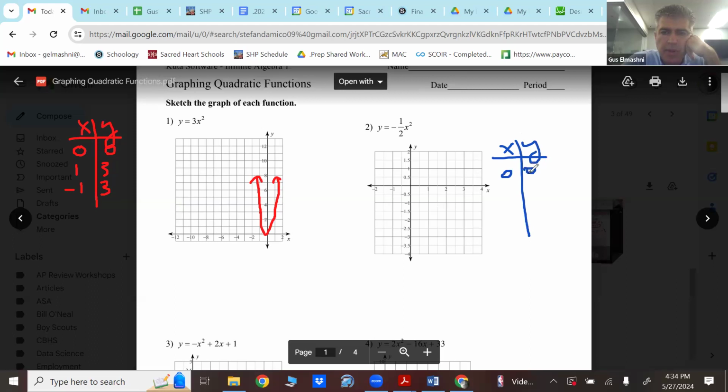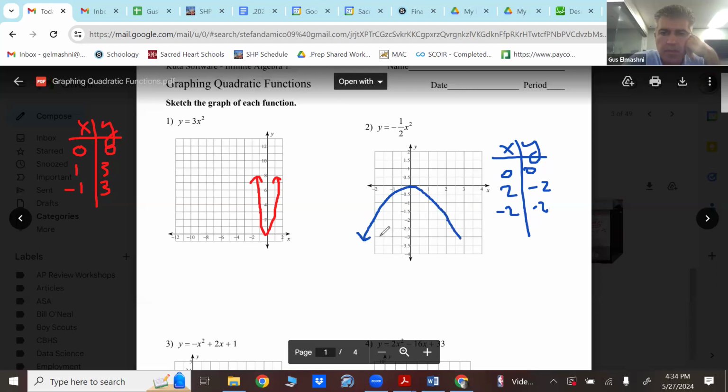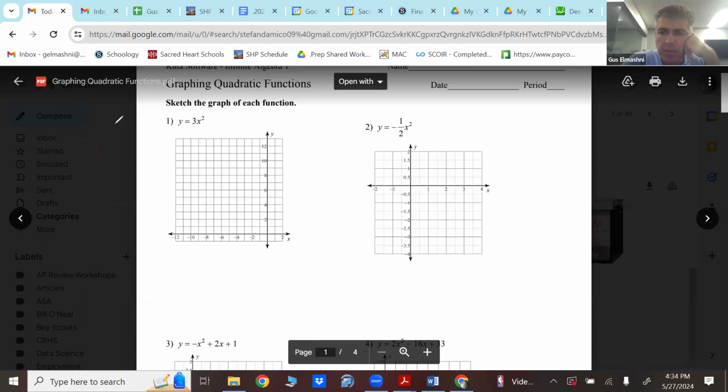Plug in 0, you get 0. Plug in 2, you get negative 2. Negative 2, you still get negative 2. And here you go. So that's what you're doing for T tables. You're plugging in points and working on.